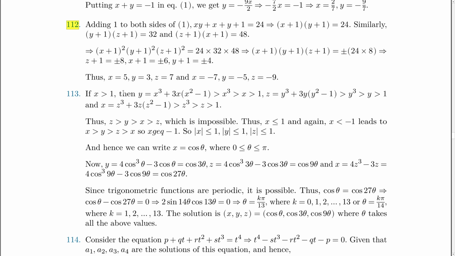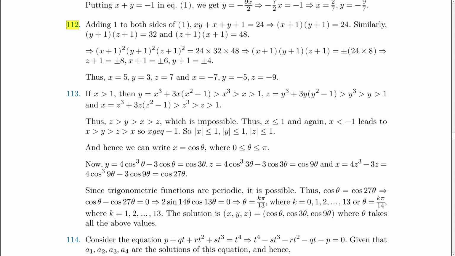And similarly, x is equal to z cubed plus 3z into z square minus 1. Now, this x would also be greater than 1. So if you look at all these conditions, you get a cyclic condition that z is greater than y, greater than x, which is greater than z, which is impossible. Now we take x less than minus 1, and again, x will be greater than y, will be greater than z, it will be greater than x. So again, it is impossible.